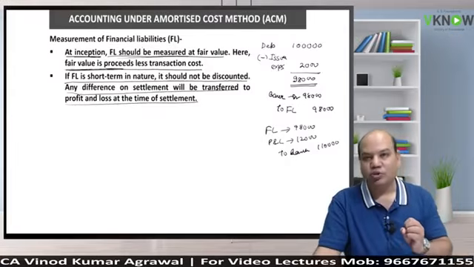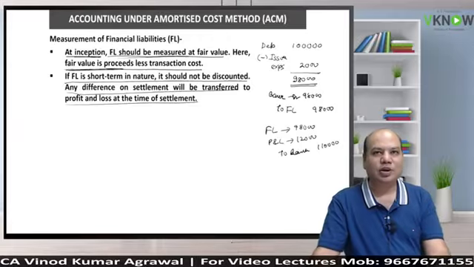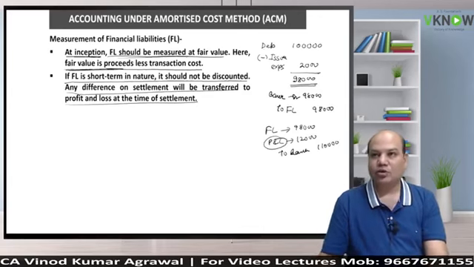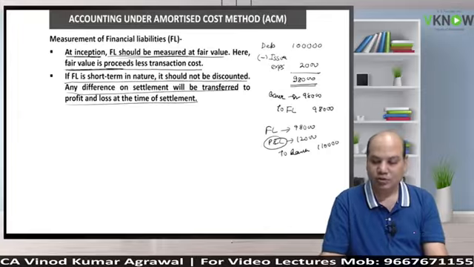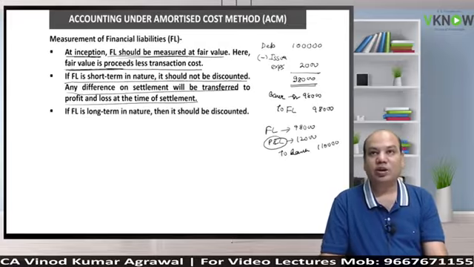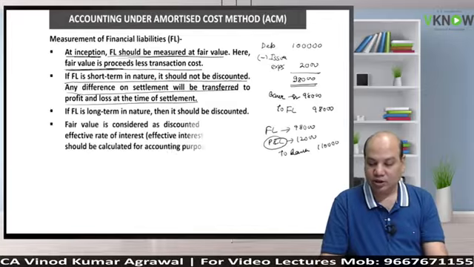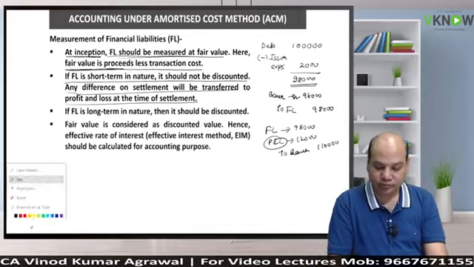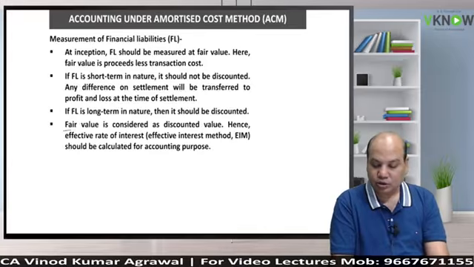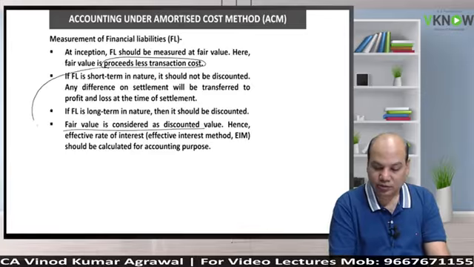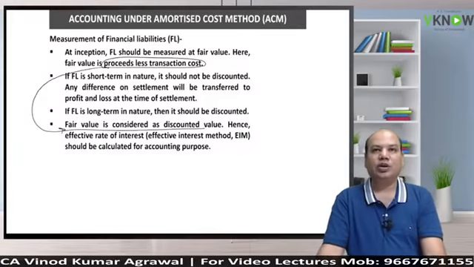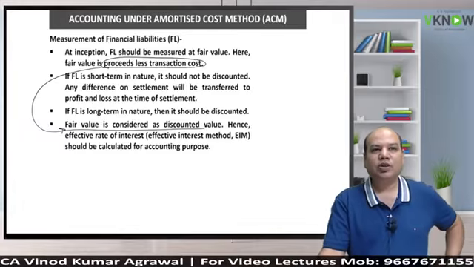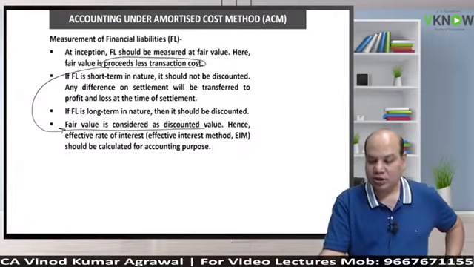You give me 1 lakh rupees loan, I will pay you after 12 months, 1,10,000. I paid, but my book value is 98,000. So automatically this finance cost will go to P&L account. So simple. If it is long term in nature, then it is discounted. Usually we will assume that proceeds less transaction cost is the fair value of a liability.